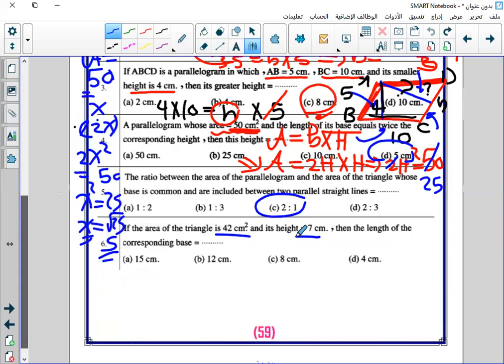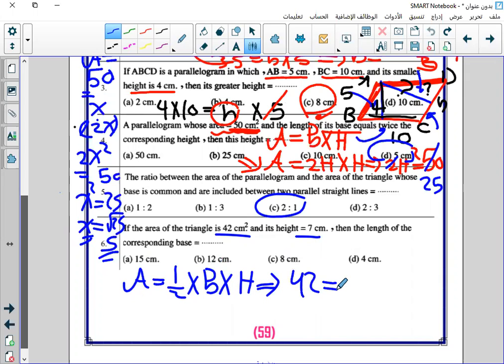Then we make 42 divided by 7 times 2 equals 12. We know that the area of a triangle equals half times base times height. Then 42 divided by 7 equals 6, and 6 times 2 equals 12. That's right, Anas. Base equals how much? We need the base.